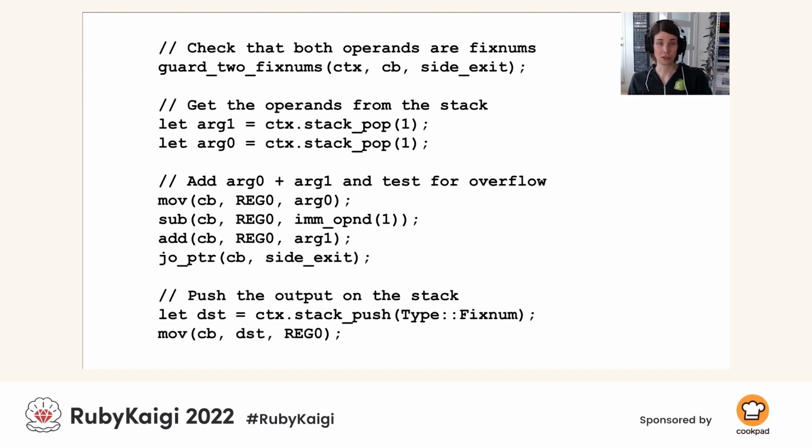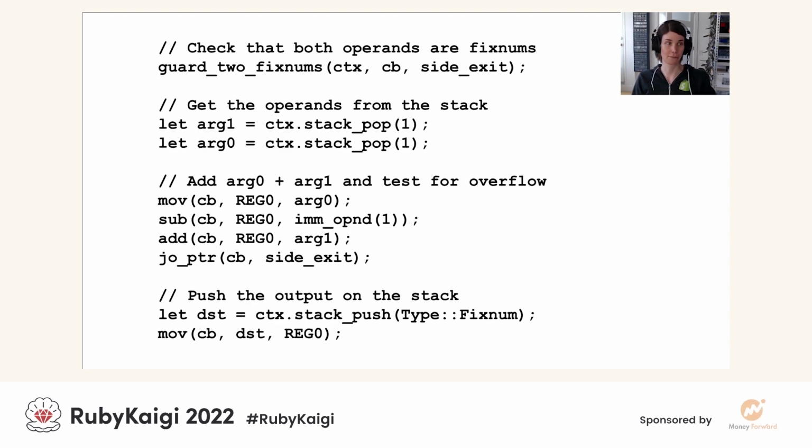Then we do the addition of both of the input operands, and we do an overflow check. So we check that the result of a plus b does not overflow what can be encoded as part of a fixnum. And then we're going to push the output on the stack. So here you'll notice I have a move and a subtraction and an add. The subtraction of 1 here is just so we can maintain the tag bits.